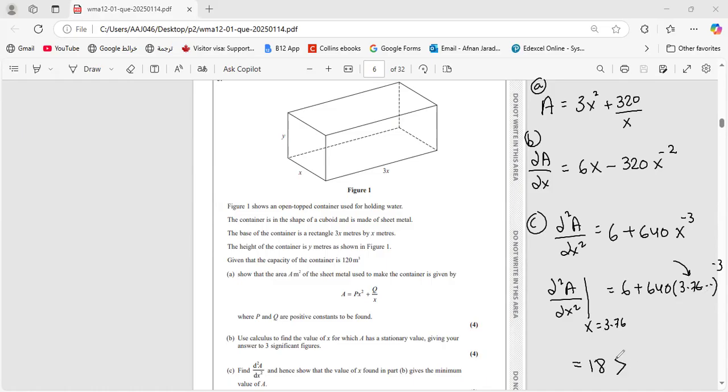And 18 is a positive number greater than 0. If the second derivative is positive, then it is a minimum. So this point is a minimum value of A. Okay, from question number 3, going to question number 4.